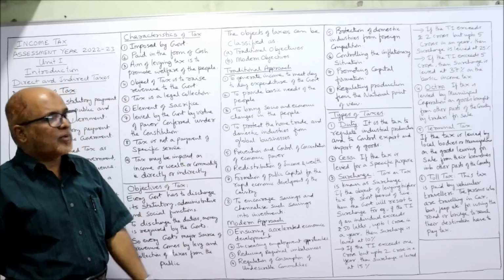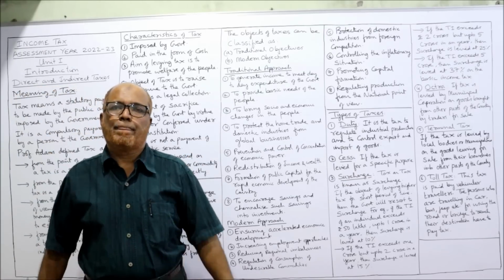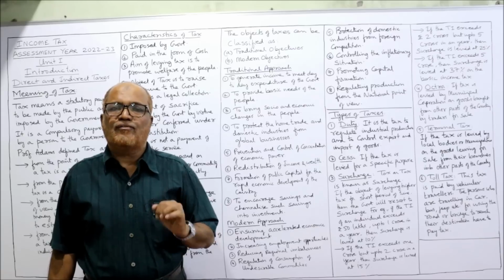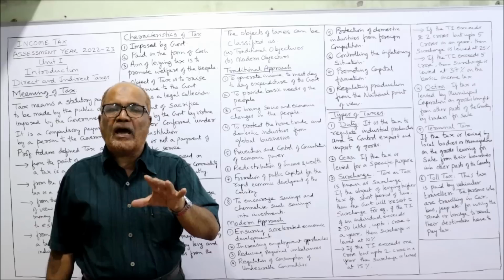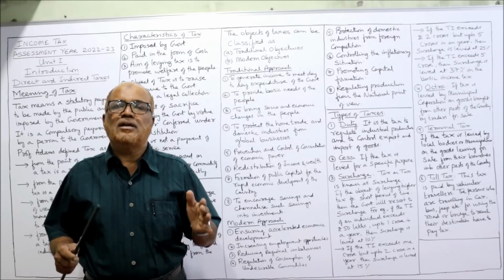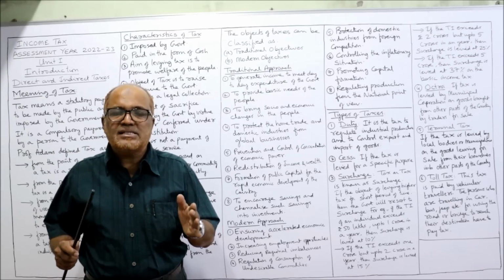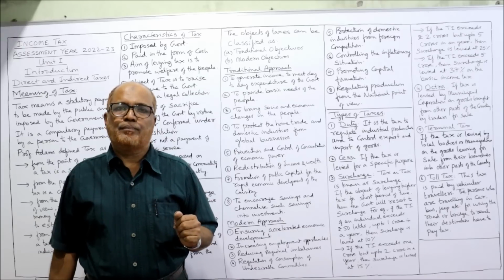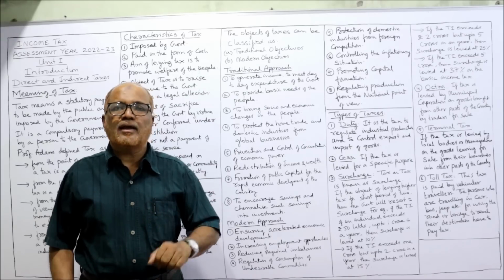First one. Second, to provide basic needs of the people. Nobody should starve. Nobody should be without clothes or shelter. The government's responsibility is to provide the basic needs of the people. That's why the government will collect the tax.